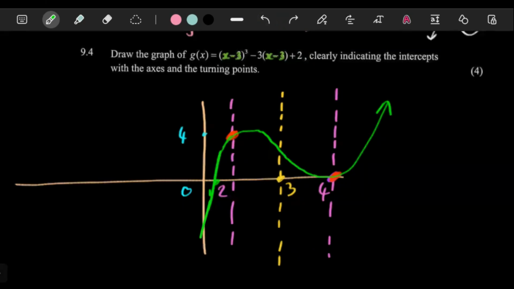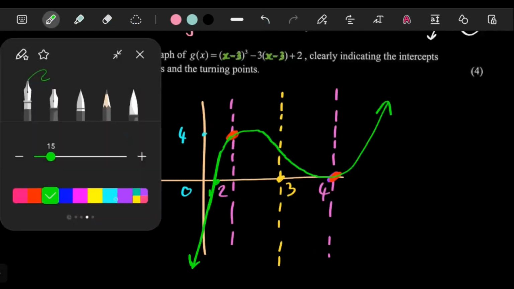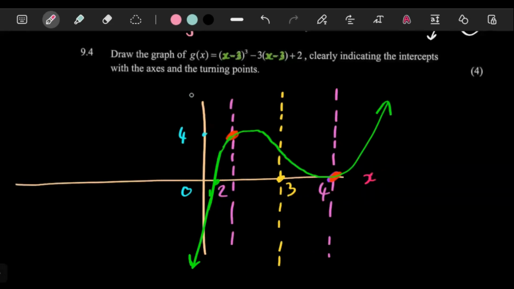They said intercept with the x's. You see, we need to get the intercepts with the x's. So this is like what we have here. This is like x, and this is like y.